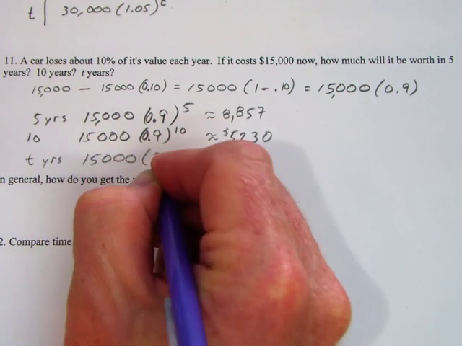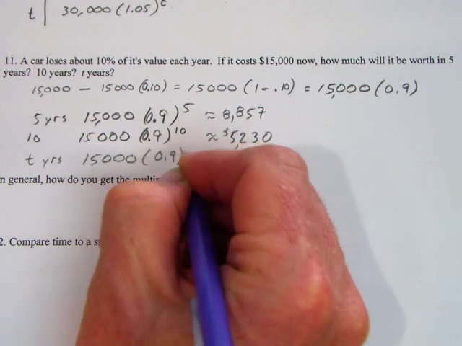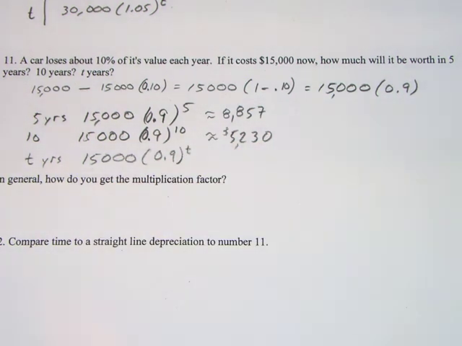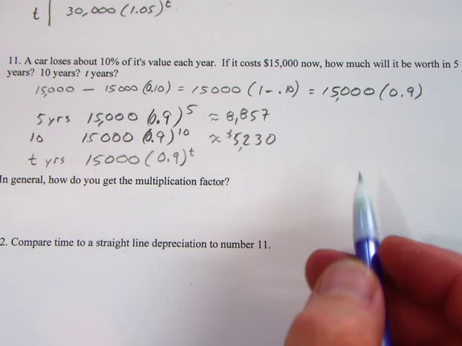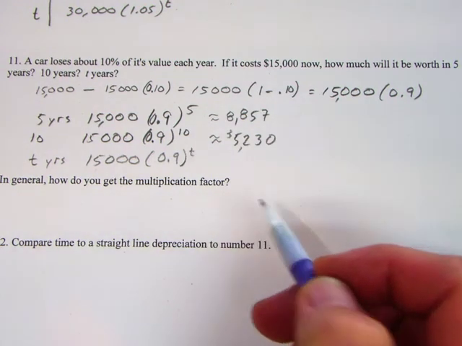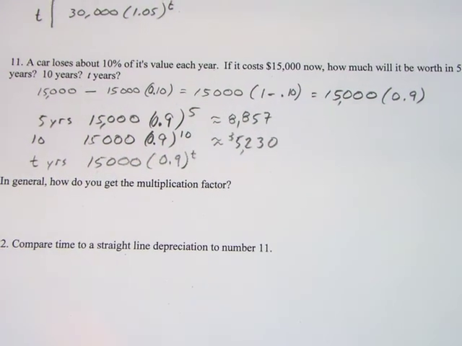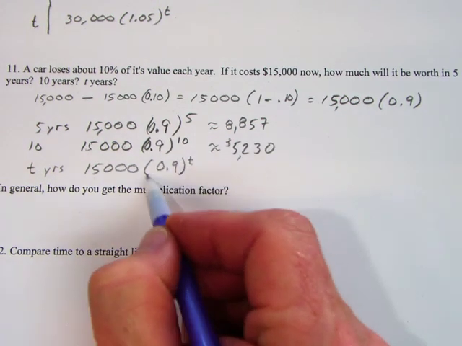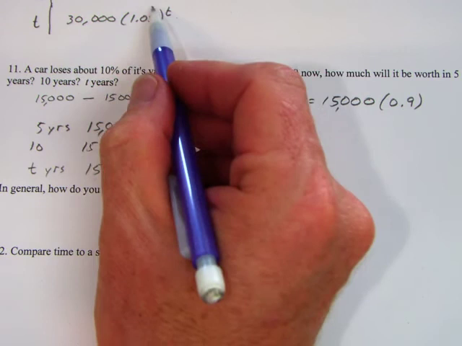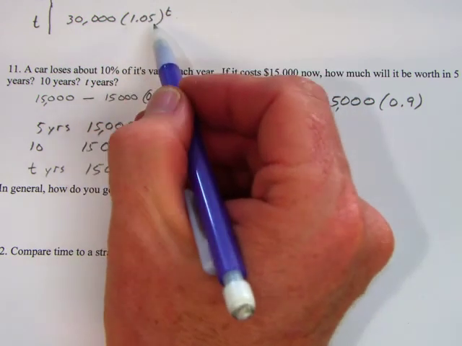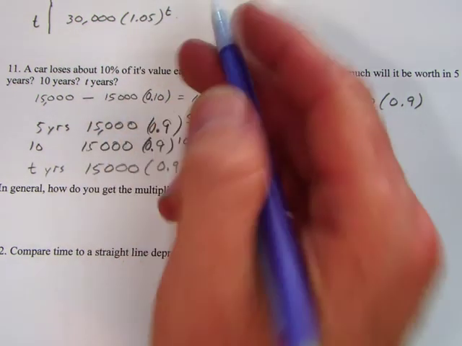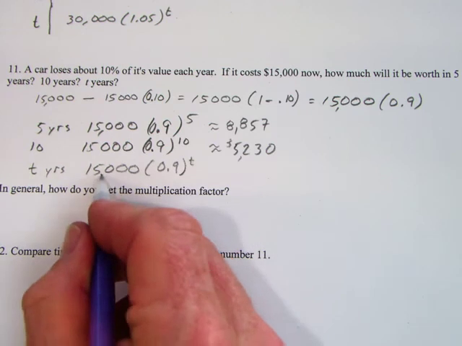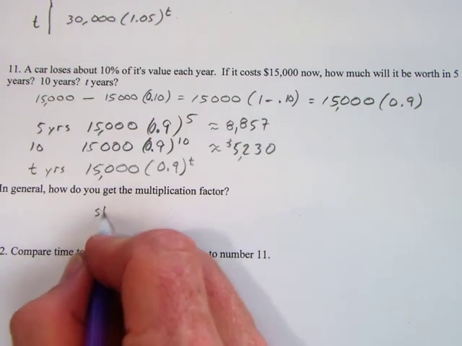15,000 times 0.9 to the t. In general, how do you get that multiplication factor? And what do I mean by multiplication factor? In the previous problem, our multiplication factor was 0.9. In problem number 10, it was 1.05. How do we get those? And then where does the 15,000 come from? We have our starting amount.